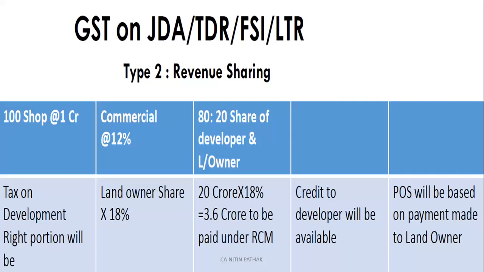Now, this is here. This is a shop. In shop, there is only one option. And because in shop में आपको आमने सामने credit मिलता है, तो this would be the way it would be. Tax on development right will be as under. मेरा 100 शॉप पे 100 करोड़ हुआ, बराबर है. 100 करोड़ में से मेरा 20% मेरे को भरना बाकी है. 20% का 18% मेरे को भर देने का. 3.6% और आरसीएम. एंड क्रेडिट विल बी अवेलेबल टू डेवलपर एंड लैंड ओनर विल बी गेटिंग अवेलेबल ऑन द बेसिस ऑफ पॉइंट ऑफ सेल्स. क्लियर?